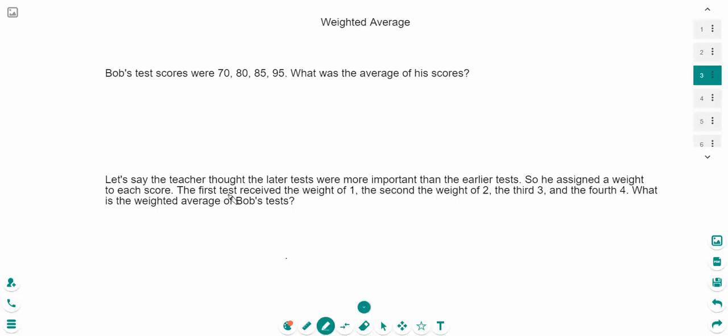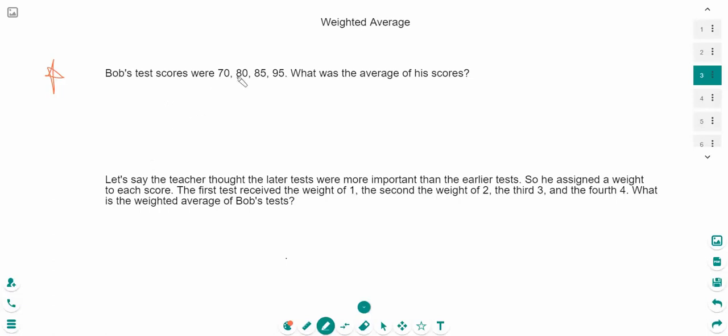So maybe the easiest thing here would be to take this first problem. Bob's test scores were 70, 80, 85, and 95. What was the average of his scores? This first problem is just a warm-up problem. This is just to remind us what average is. We're not even talking about weighted average yet. Let's just look at how average shakes out. So as a review, why don't you pause the video, try to find the average of Bob's test scores, and then we'll look at it, make sure that you did it right, and then we'll move on to weighted average.